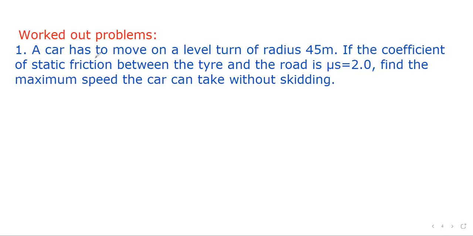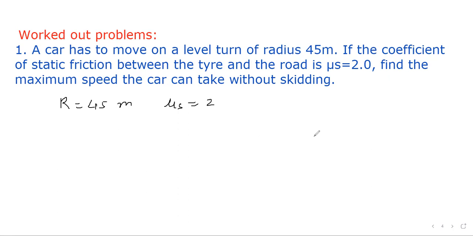Now, let's study the worked out problems. Question number 1. A car has to move on a level turn of radius 45 meter. R is given as 45 meter. If the coefficient of static friction between the tire and the road is 2, here mu s is given as 2, find the maximum speed the car can take without skidding.